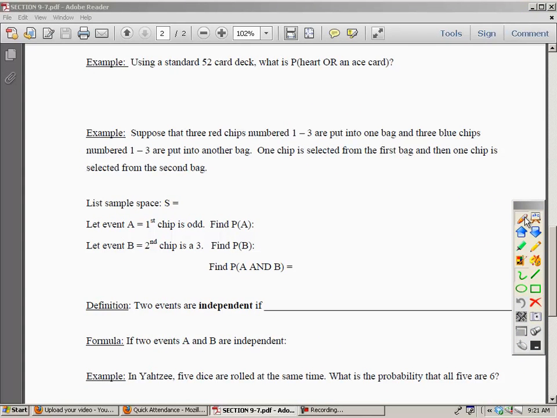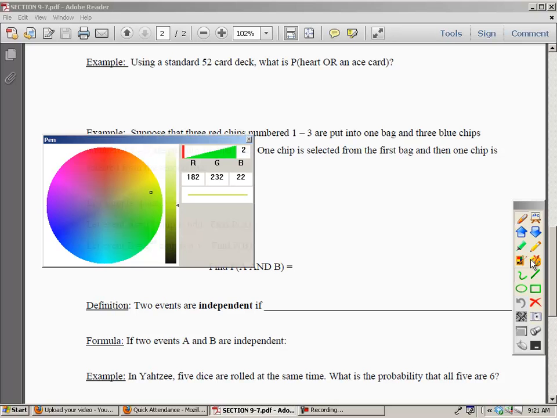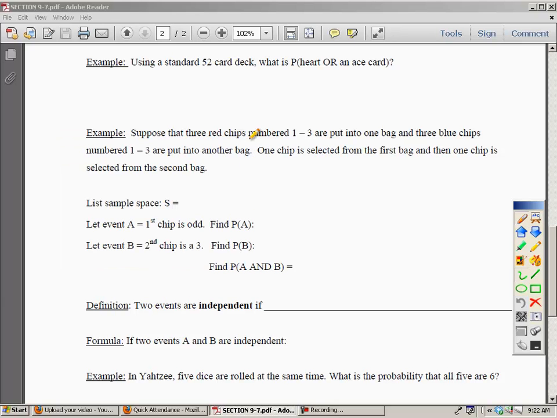In a standard 52 card deck, what's the probability you get a heart or an ace? Now, I'm going to change my color. So we have the probability that you have a heart or an ace equals, because it's or, the probability of a heart plus the probability of an ace minus the probability that it's a heart and an ace.